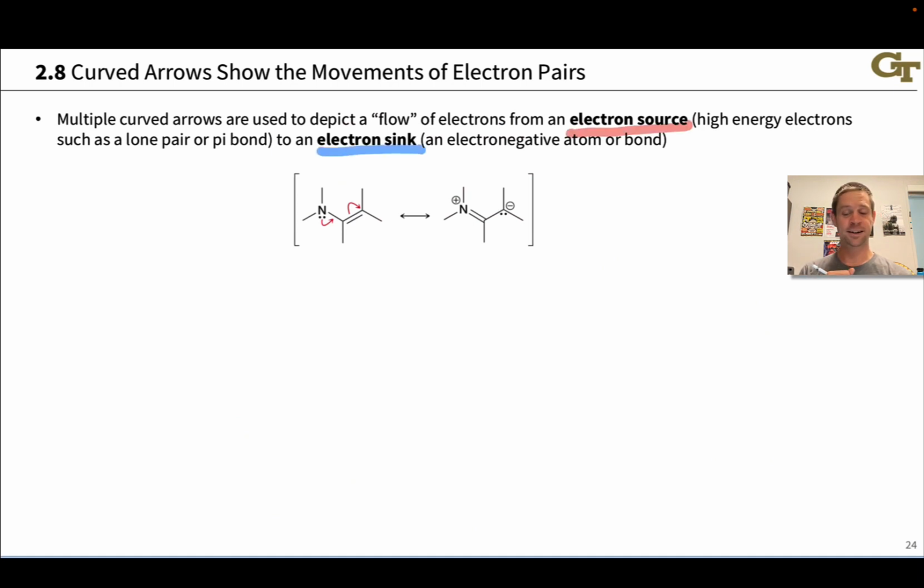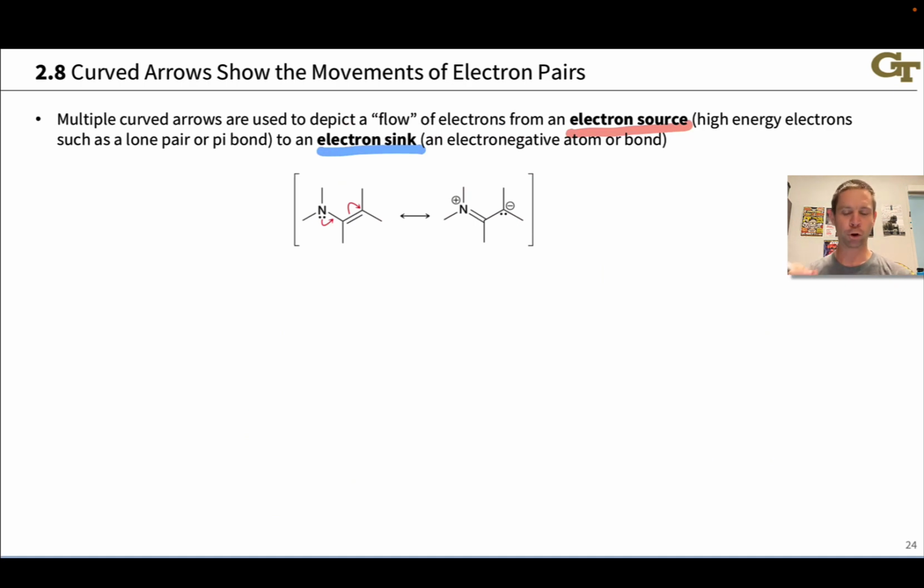And the idea here is the same as we've been talking about. Electron flow starts at an electron source, generally a lone pair or a pi bond, and it ends at an atom that can hold a pair of electrons, an electron sink, an electronegative atom, or a bond between 2 atoms that does not violate the octet rule on its formation.